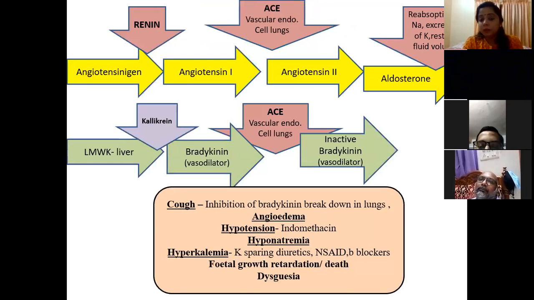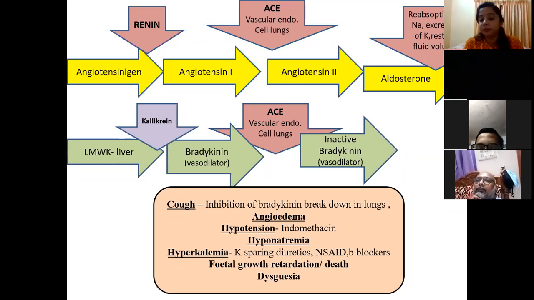So by inhibiting the angiotensin converting enzyme, it will cause the accumulation of bradykinin. This bradykinin is the cause of cough, because bradykinin is not converted to inactive bradykinin since we are giving an angiotensin converting enzyme inhibitor. So this bradykinin gets accumulated and it will result in cough, angioedema. And since aldosterone is not formed, the normal role of aldosterone is to reabsorb sodium and remove potassium. So aldosterone is not there.